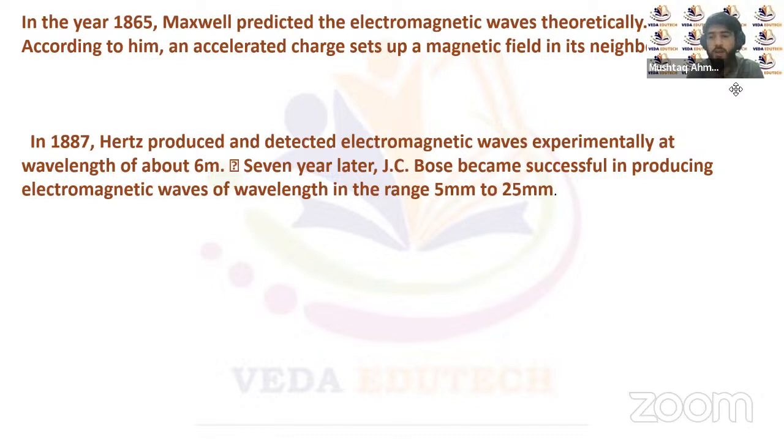So this was some basic historical background about the electromagnetic waves, which were predicted by Maxwell, and later produced and experimentally detected by Hertz, right? And later on, electromagnetic waves were also produced by J.C. Bose, right? Theoretically it was predicted by Maxwell. It was a great prediction by Maxwell, and later it was experimentally proved, right?